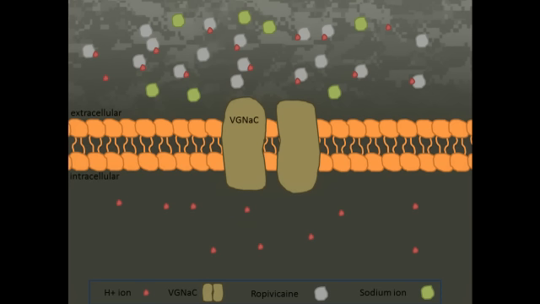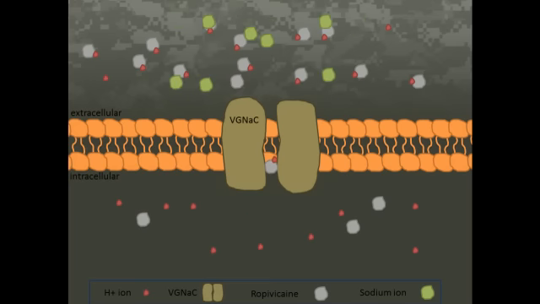This is an example of ropivacaine acting on a voltage-gated sodium channel. The highly lipophilic and uncharged molecule passes through the lipid bilayer into the cytosol. Once there, it becomes charged and preferentially binds to the interior of an active sodium channel, preventing the free flow of ions through it.